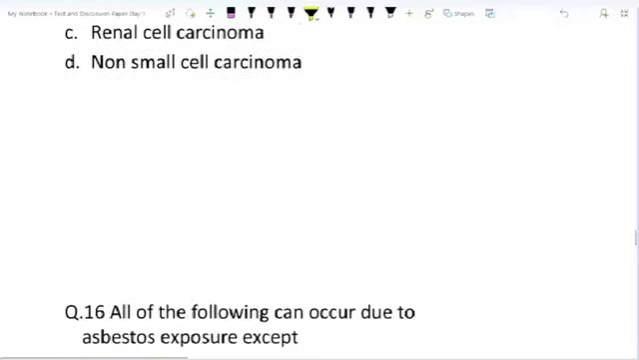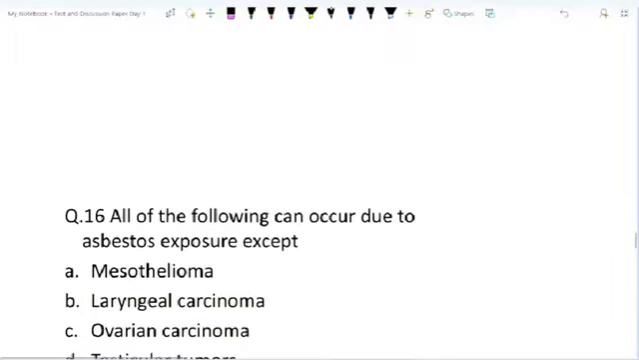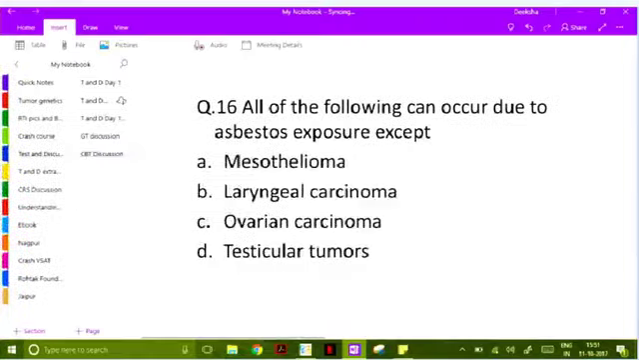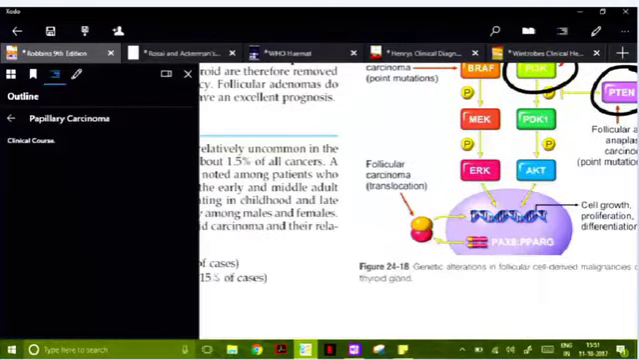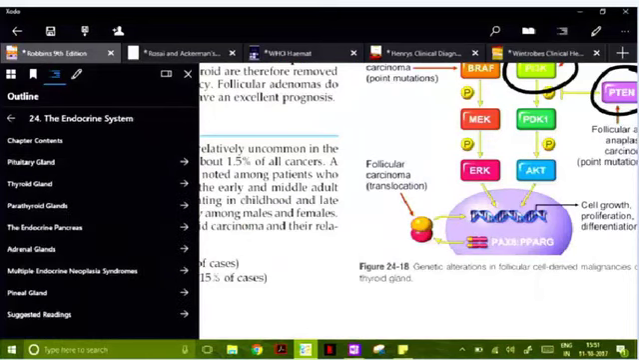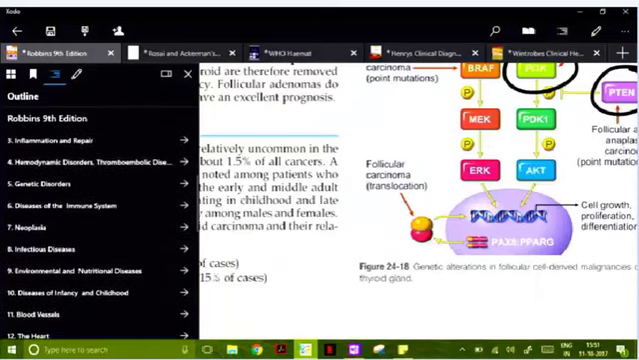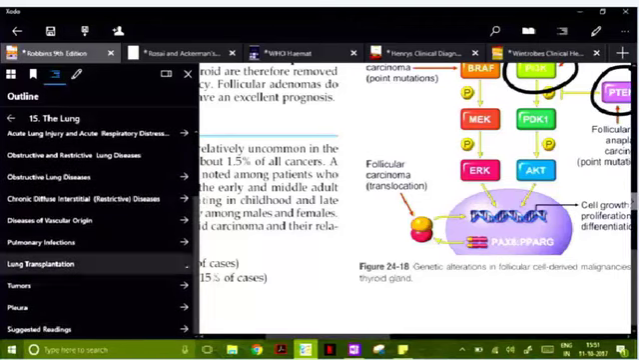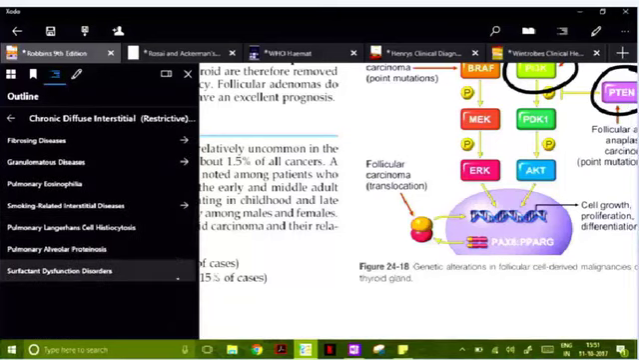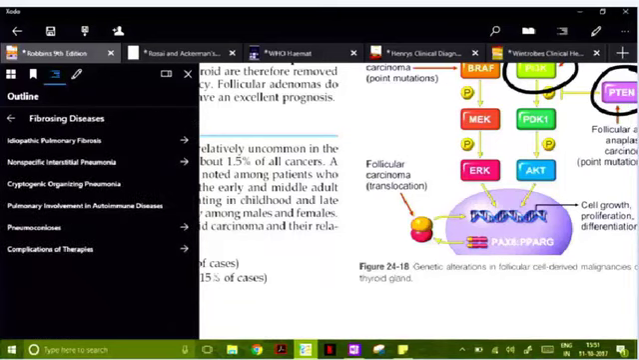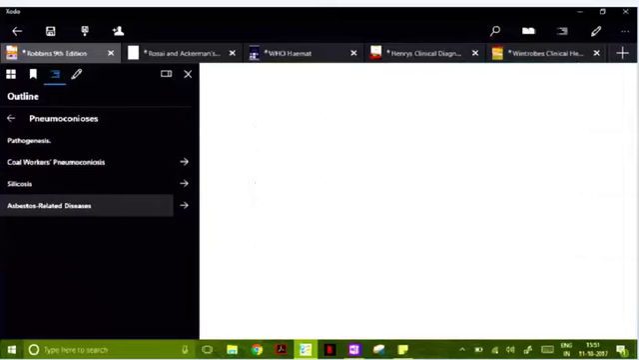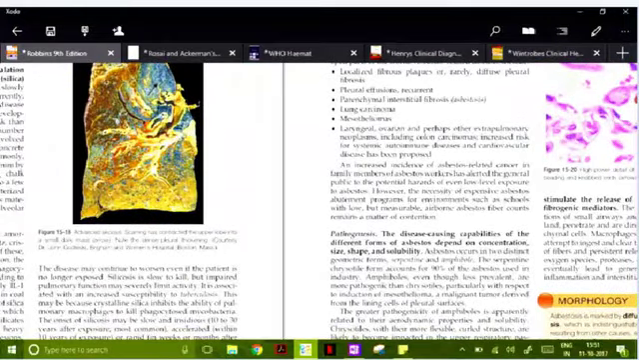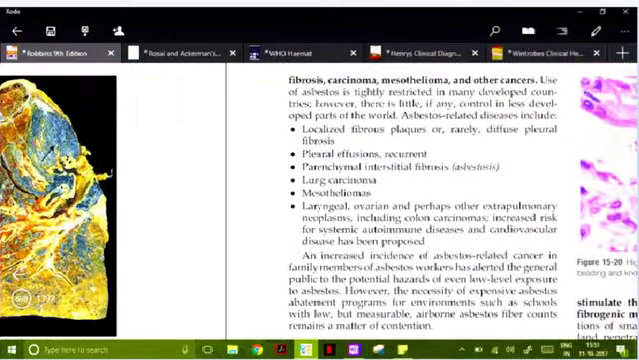Okay. Direct question. All of the following can occur due to asbestos exposure except. So I will see if I can show you the list of tumors mentioned in Robbins. This list is bound to increase. There is no doubt about it. The list is bound to increase, and we have to see which ones are the most common ones also now. So let's look at asbestos related disorders, and under asbestos related disorders, the ones that you have to remember, see what it says here.